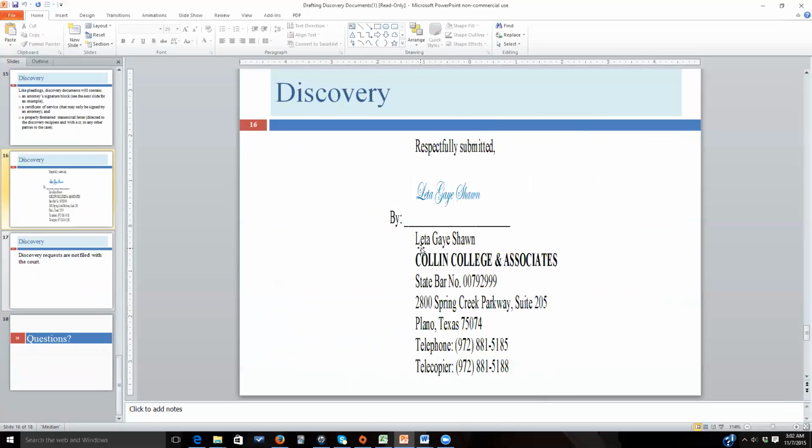And you can see this attorney has typed her name and then her law firm. She's given her bar number. And by the way, you give your state bar number whether you're in state court or federal court. And then the location of her office. She has a telephone number and it's called telecopier, but really this is facsimile.